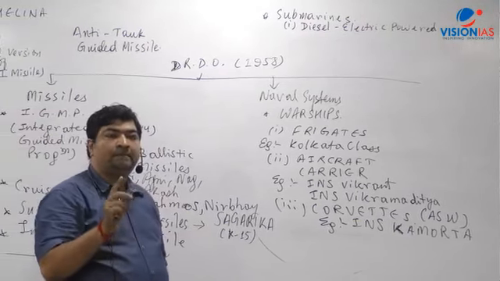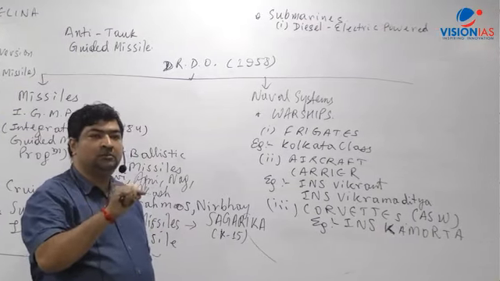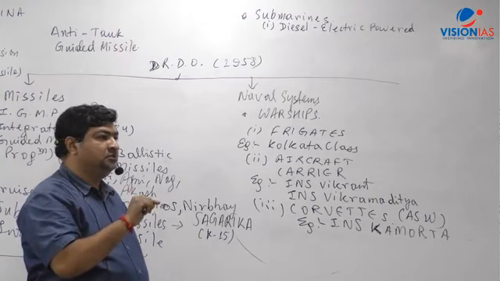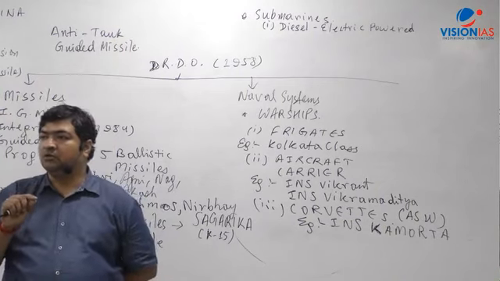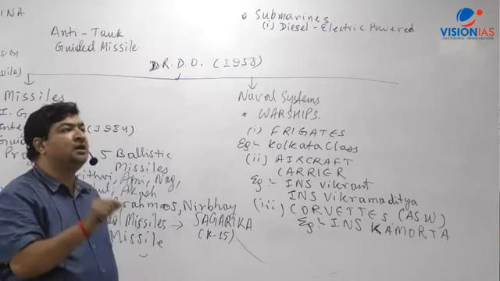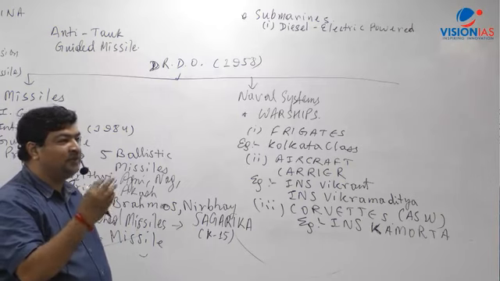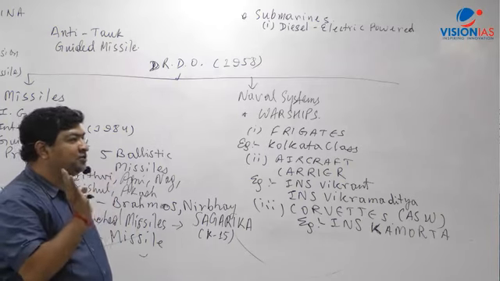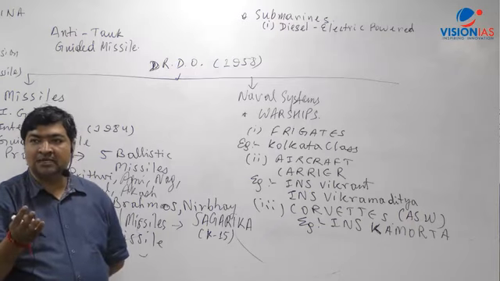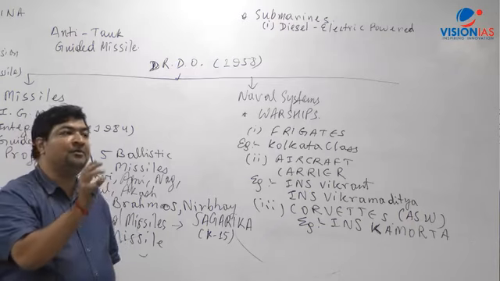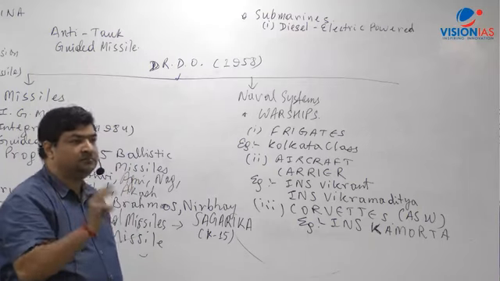Any name that starts with the word Sindhu refers to submarines. Let's say INS Sindhughosh, Sindhuratna. Why have I named these two? Sindhughosh and Sindhuratna were destroyed in fire. Then Sindhukesari, Sindhudurg. All these are conventional submarines, and all of them we have purchased from Russia.